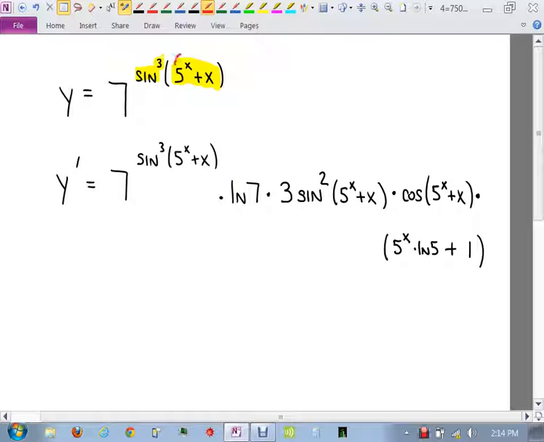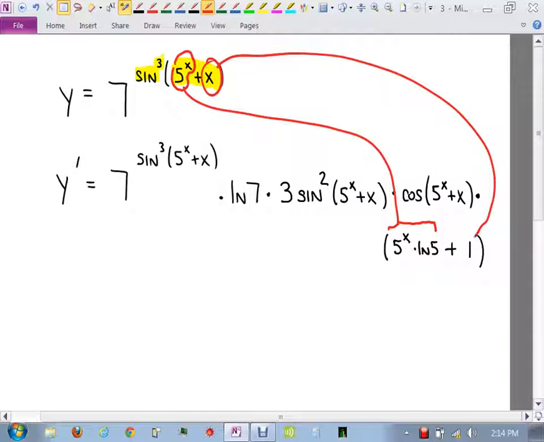See, what happened here is the derivative of the 5 to the x is this part right here, and then the derivative of x is that 1. So the derivative of 7 raised to the sine cubed of 5 to the x plus x is 7 raised to the sine cubed of 5 to the x plus x times natural log 7 times 3 sine squared of 5 to the x plus x times cosine of 5 to the x plus x times 5 to the x times natural log 5 plus 1. That's big time chain rule right there, right?